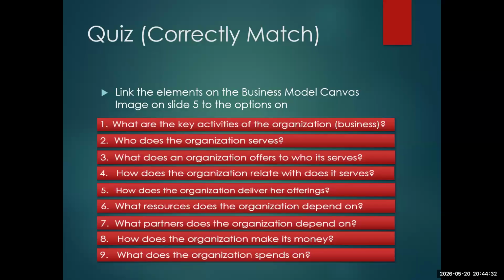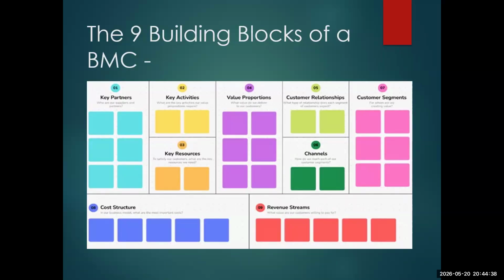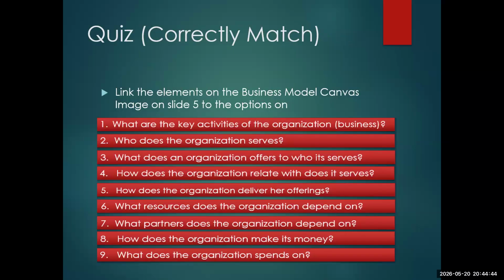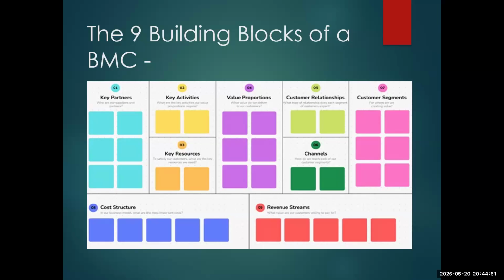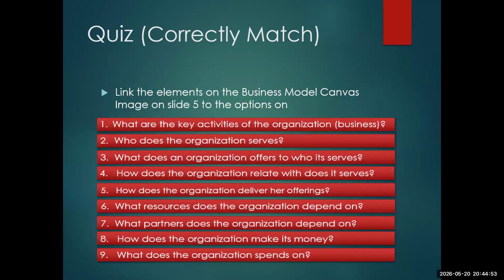Number 7, it says, what partners does the organization depend on? What partners do they depend on? Number 1. Key partners. Guys are the best, really. Number 8, it says, how does the organization make its money? Number 9. Revenue streams. Fantastic.